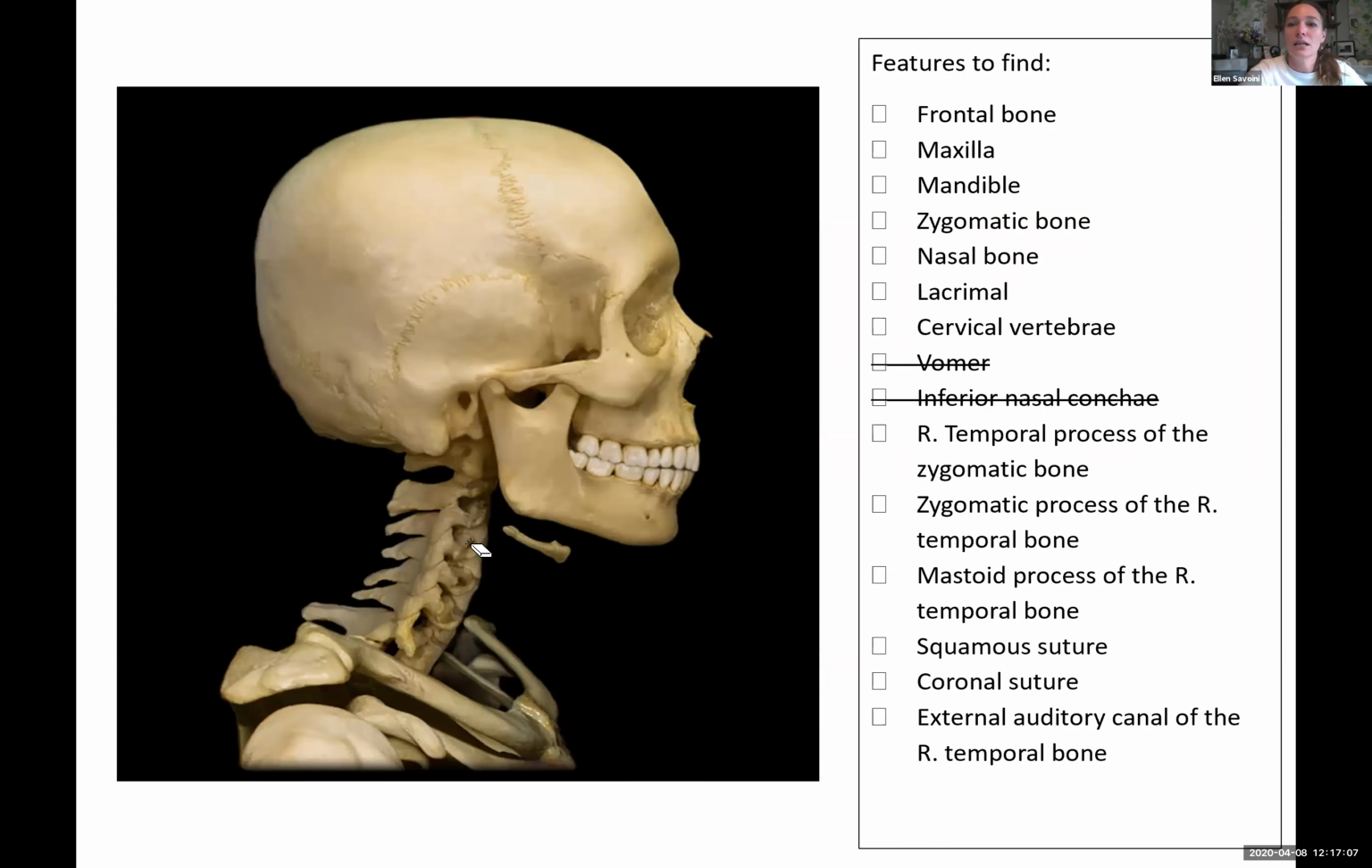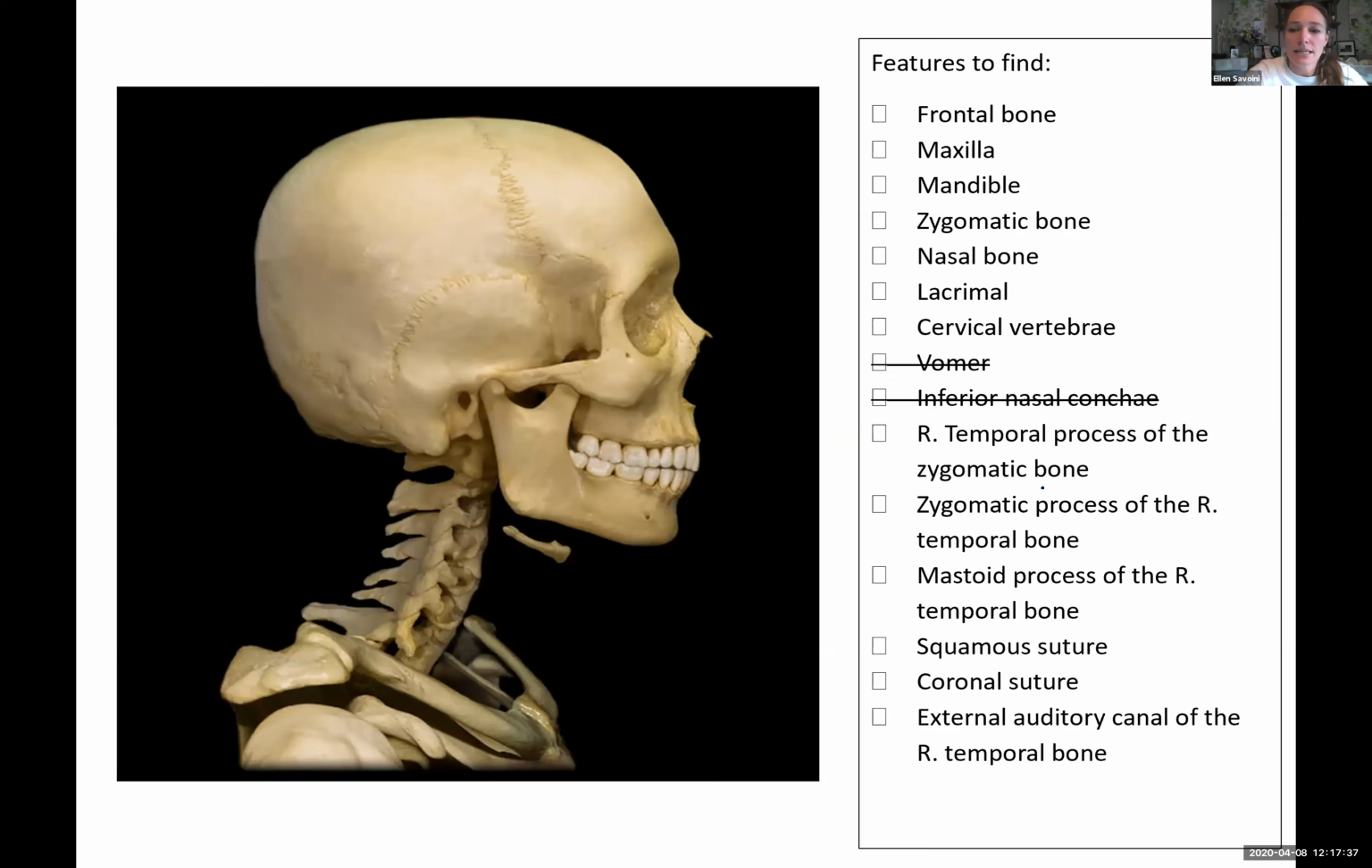Let's see. So we did frontal bone, put the frontal bone here. Maxilla, it's going to be your upper jaw here. The mandible here. The zygomatic bone, I'll put a Z here. The nasal bone, I'll put an N there. And the lacrimal is going to be just on the inside of the socket there. So that's just to show you the other perspective of the ones we just did. And then we'll continue on this list.